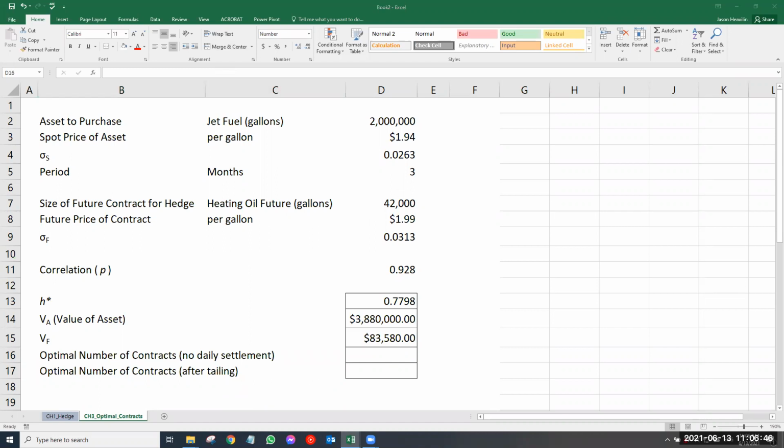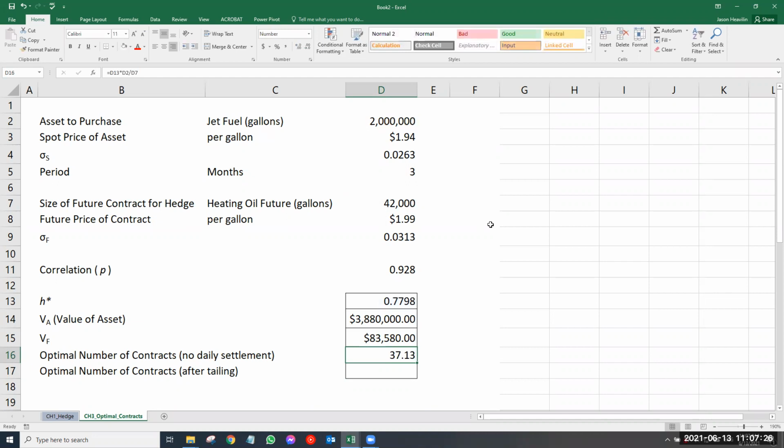So let's start with the no daily settlement version. What we do is we start with that H factor that we have there, right? We're going to multiply it times the asset that you want to buy, which is 2 million gallons. And that is going to be divided by the gallons of each contract. So the optimal here will be 37.13 contracts.